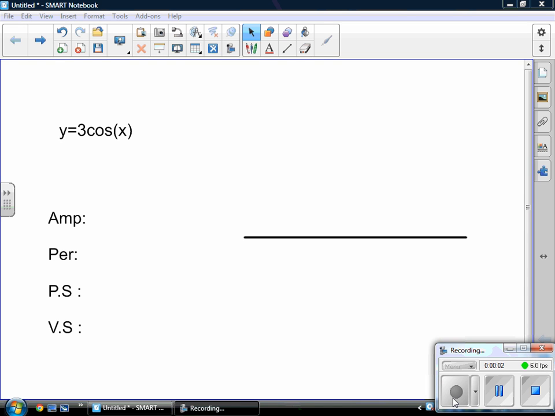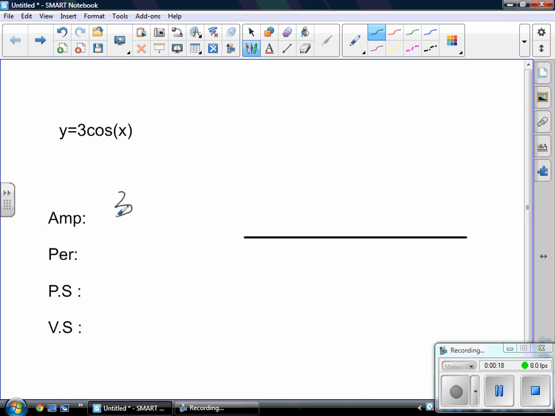Here's a problem where the amplitude changes when graphing a cosine function. So let's identify the amplitude, period, phase shift, and vertical shift first. Amplitude would be the number in front of either sine, cosine, or tangent. Amplitude is going to be 3 here. This is going to be stretched really tall, stretched up taller, and stretched lower as well.